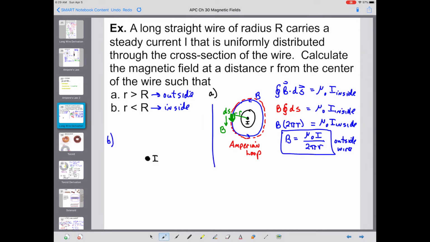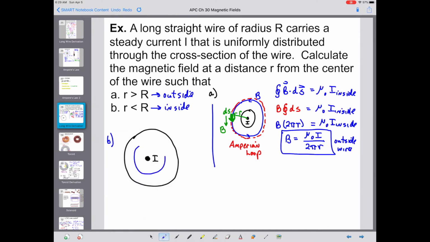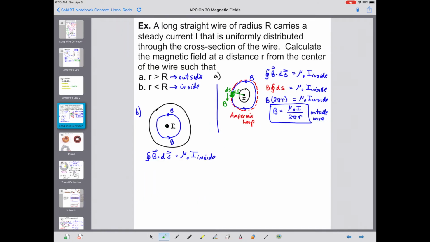Part B, I'm going to draw the diagram again. I'm going to draw our wire a little bit larger this time so that we have the ability to diagram inside. So there's our wire with our current. Magnetic field, still going to be in the same direction, so I'm going to draw a counterclockwise magnetic field. So then step one, equation. Now if I draw my variables, I'm out at a location r. Here's my ds chunk, and I know at that location, it's in the same direction as B.